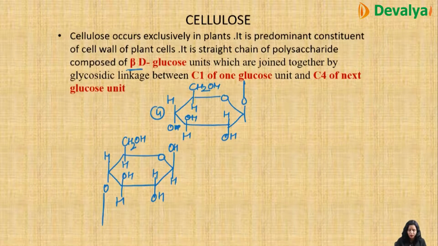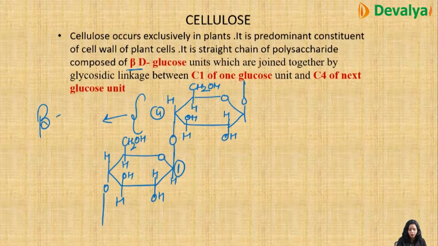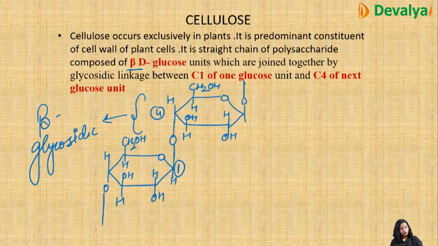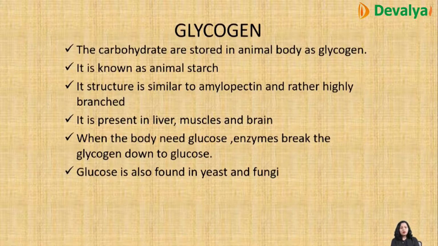Now H from here and OH from here, water moves out. Now in this case, through oxygen they link, and this is 1, this is 4, and the linkage is again beta glycosidic linkage. Now glycogen.